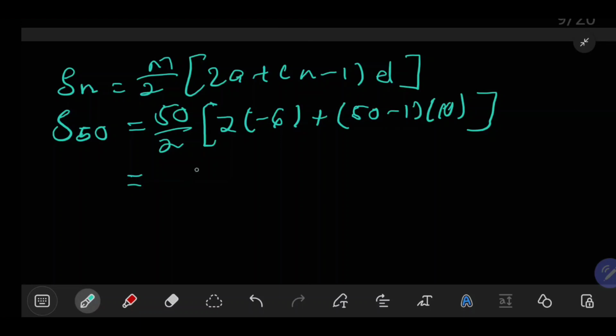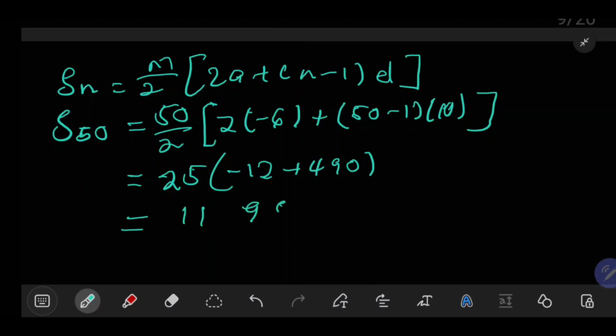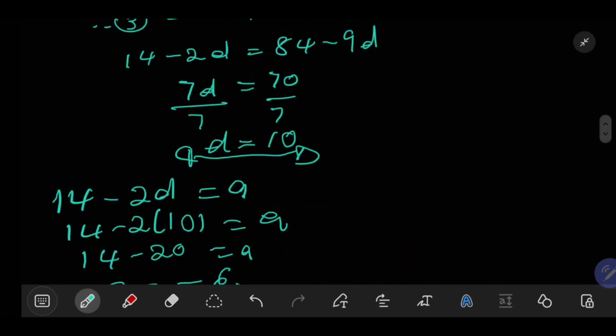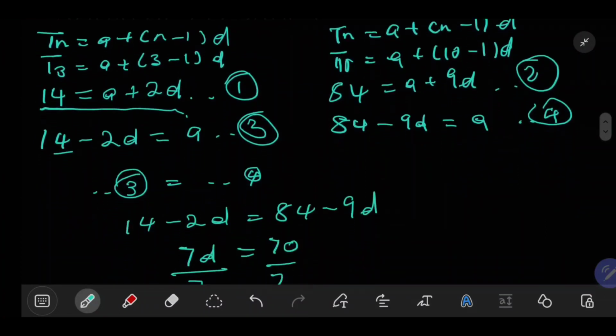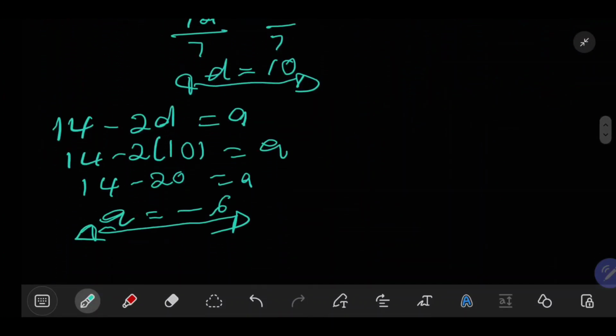You can simplify, or you can punch your calculator straight. Then we're having 25, and inside we're going to have negative 12 plus 490. Then when you punch everything into your calculator, the sum gives you 11,950. So this is how you can solve this question. Then we are done with this question, and I hope it was straightforward and not complicated.